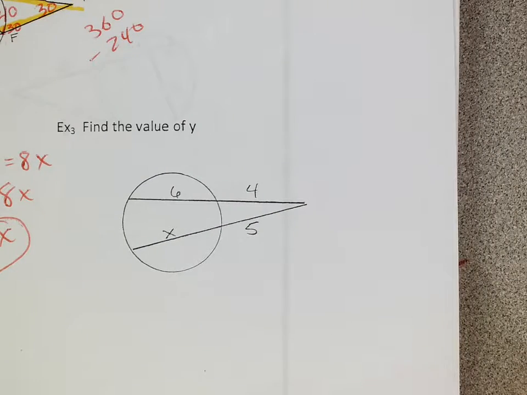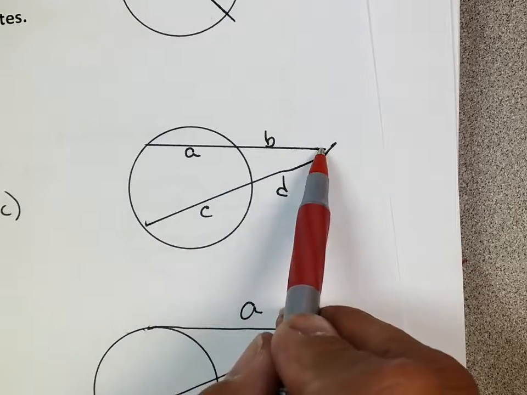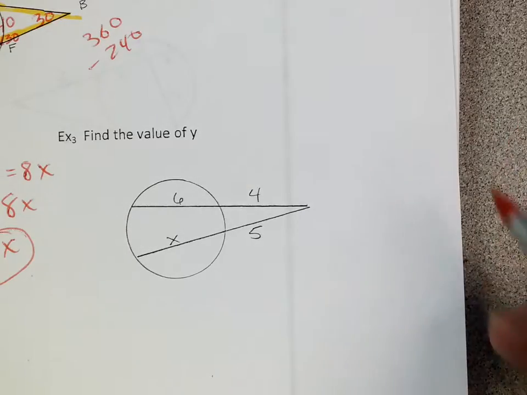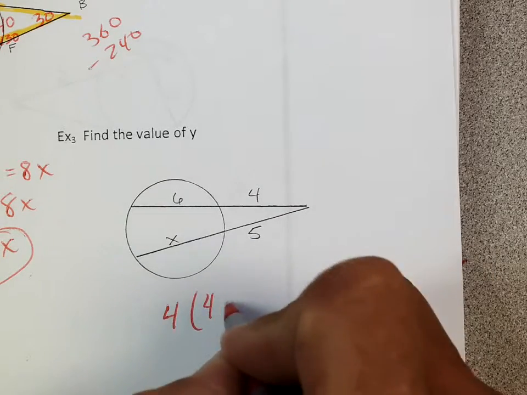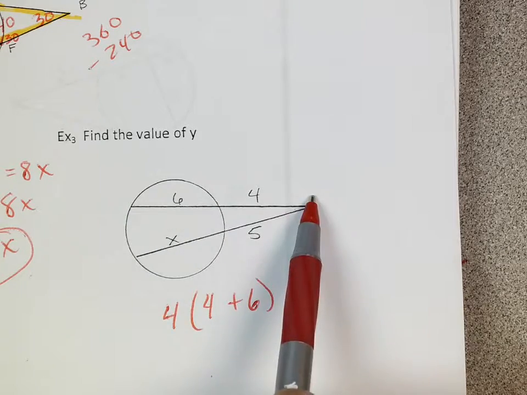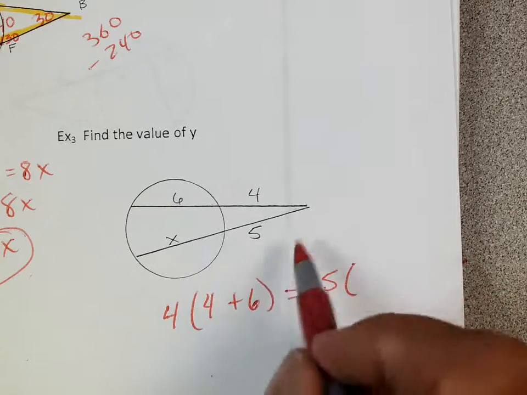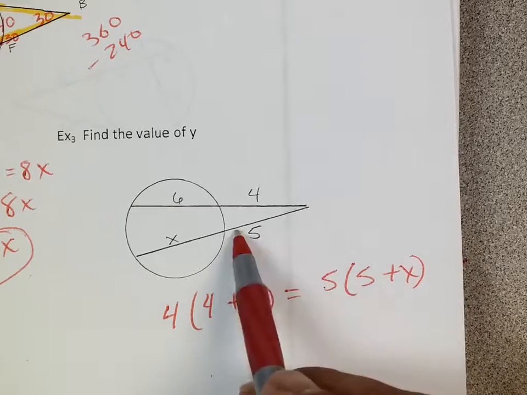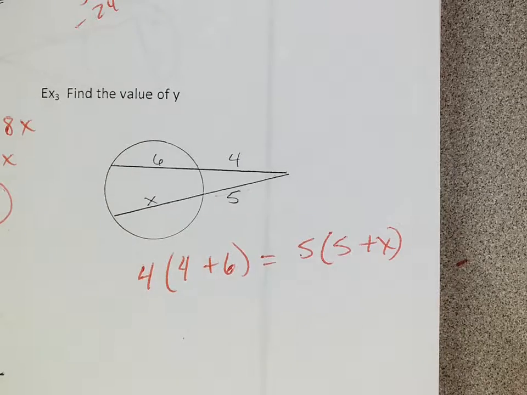Now this one, let's go back to our notes. I said it's the piece on the outside times the entire thing. So I'm going to say 4 times 4 plus 6 equals the piece on the outside, 5, times the entire thing, 5 plus x. Then I just have to solve for x. That shouldn't be too bad.